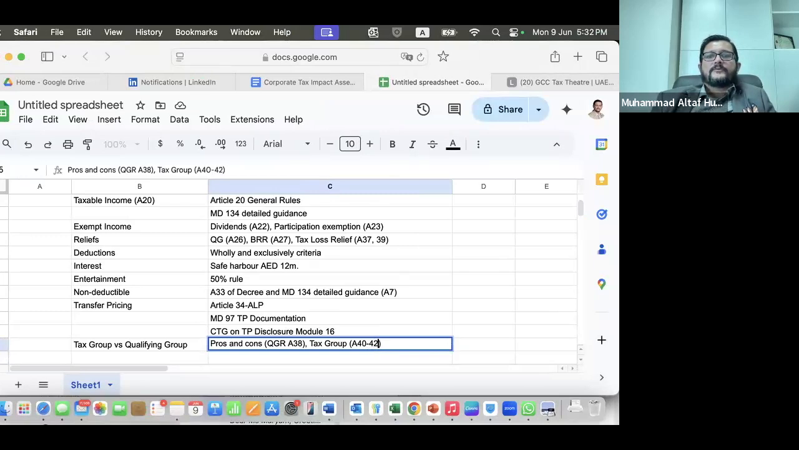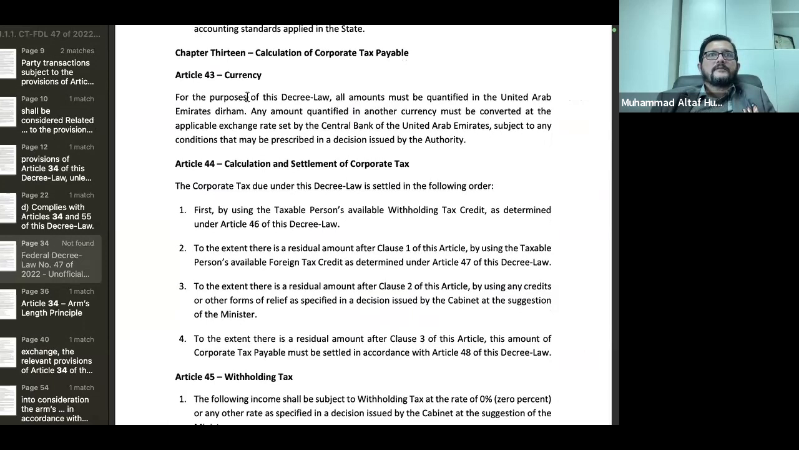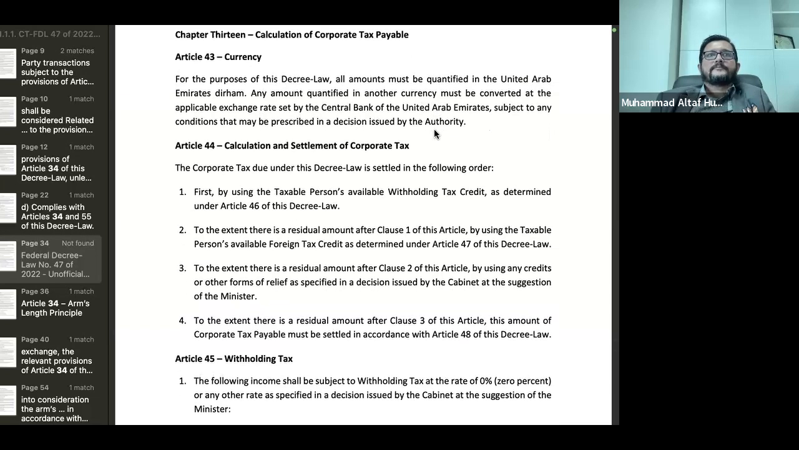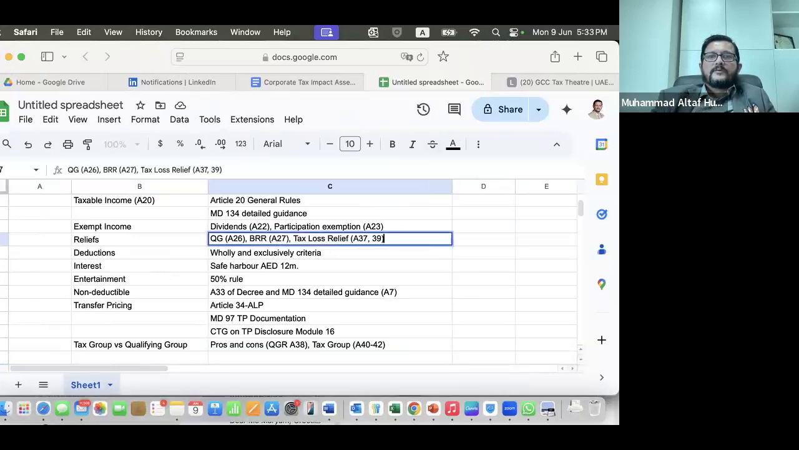42. This is all for tax groups, right? Then the administrative side comes, currency, right? All amounts must be quantified in UAE dirhams. Exchange rate, converted at the applicable exchange rate or central bank rate. Instead of in reliefs, we can mention the foreign tax credit and withholding tax credit also in reliefs. Double tax relief. So did we mention it already or not? Foreign tax credit, Article 47.